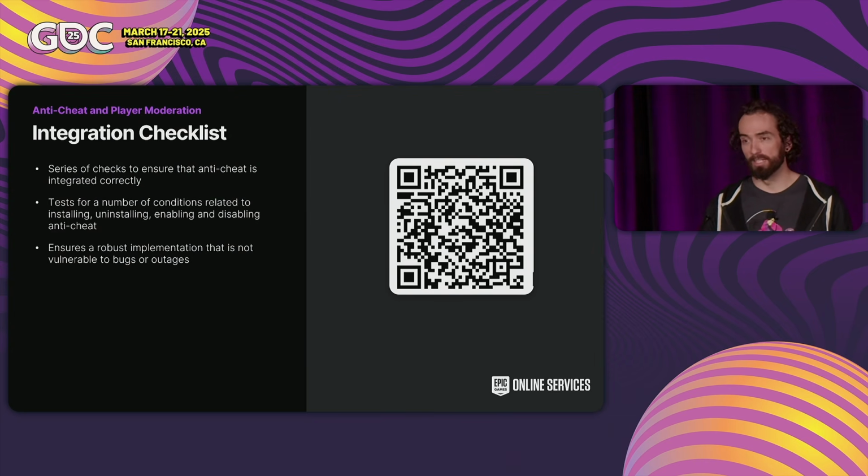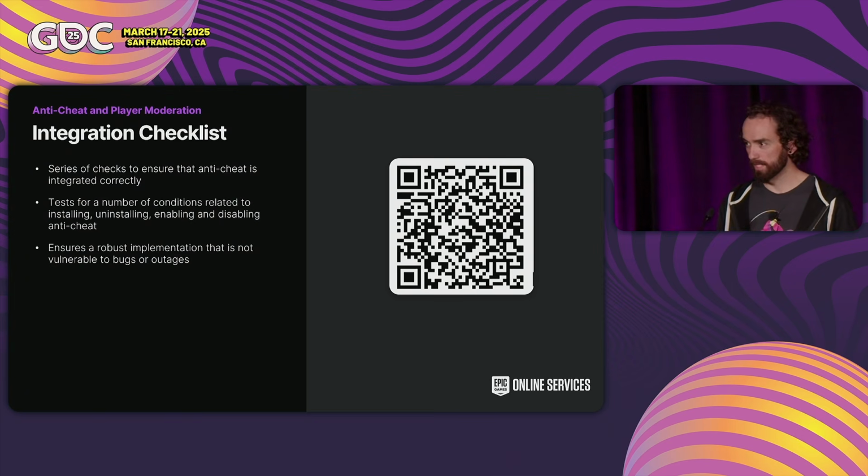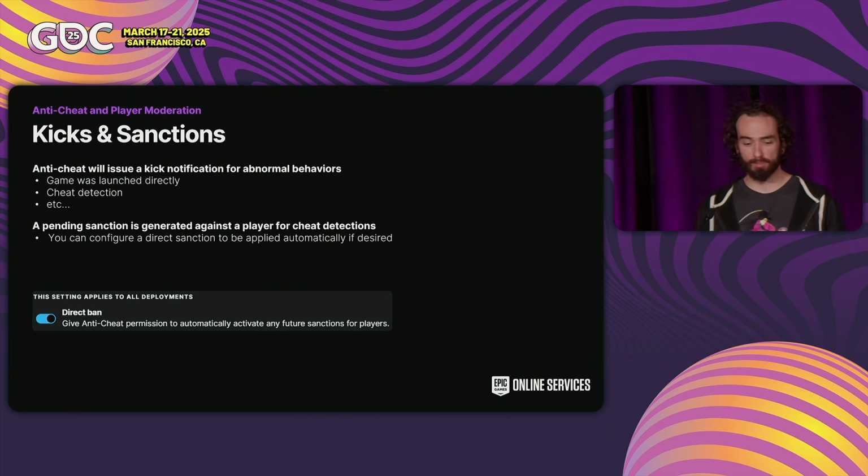We've helped developers that ran into issues in live games, which we traced the root cause back to a check that would have failed on our integration checklist if the integration checklist would have been done. Super important. Okay, now that anti-cheat is working correctly, we've gone through the checklist, we're sure that our integration is robust. What is the player experience?